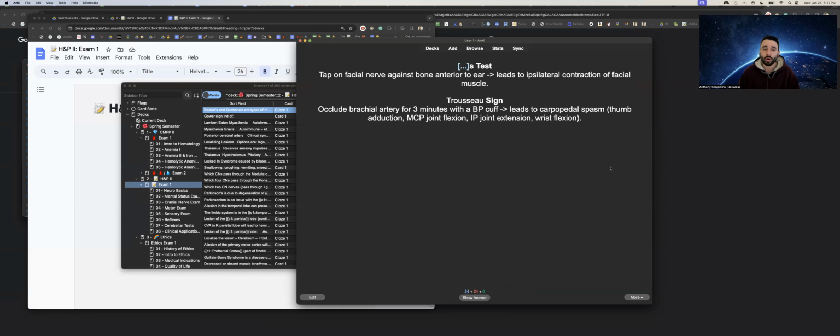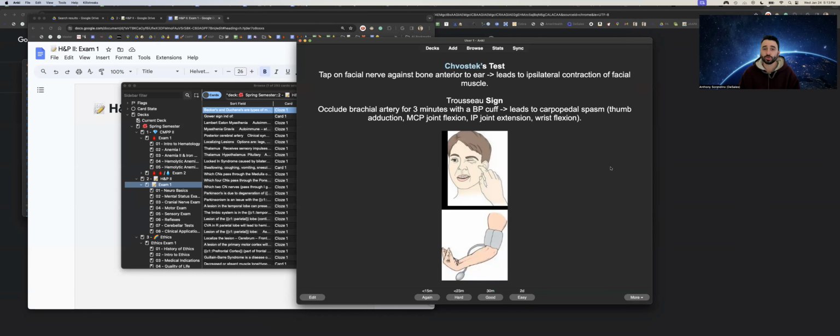Blank's test. Tap on the facial nerve against bone, anterior to the ear, leads to ipsilateral contraction, which means same side of facial muscle. I think this is the one that has to do with hypocalcemia. I just don't remember the name. This is called Chvostek's sign.